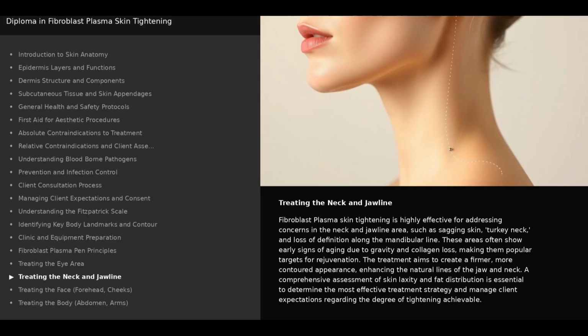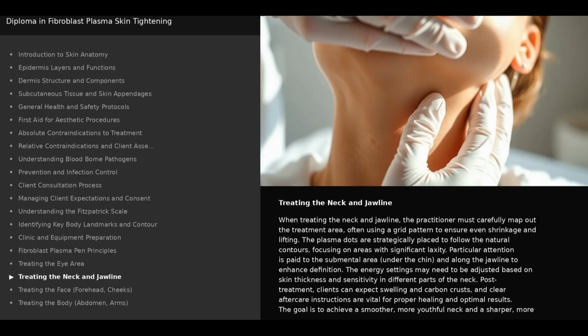A comprehensive assessment of skin laxity and fat distribution is essential to determine the most effective treatment strategy and manage client expectations regarding the degree of tightening achievable. When treating the neck and jawline, the practitioner must carefully map out the treatment area, often using a grid pattern to ensure even shrinkage and lifting.